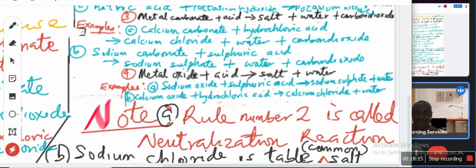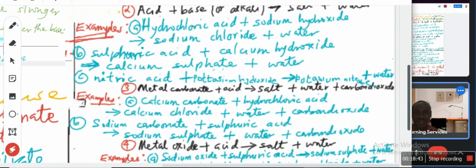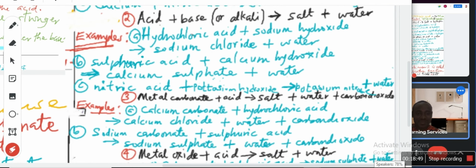Now, I think this might likely be the final one. Number 4, read it out. Metal oxide plus acid gives salt plus water. There's a rule like this that also gives salt plus water. Do you remember that one? Acid plus base also gives salt plus water. You can see it here. And metal oxide plus acid also gives salt plus water.